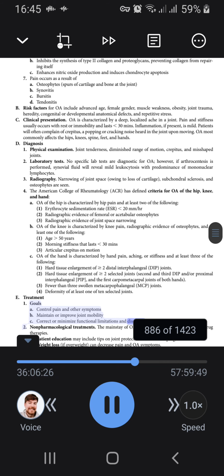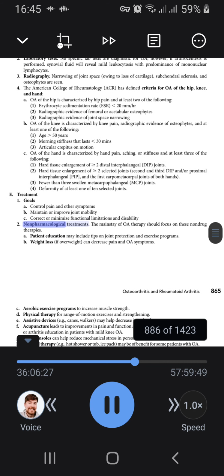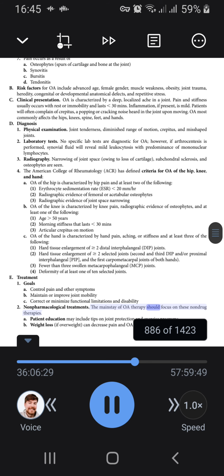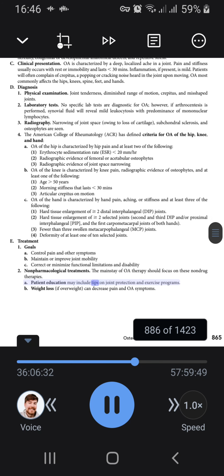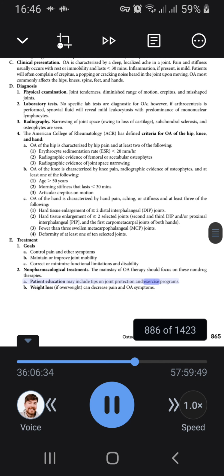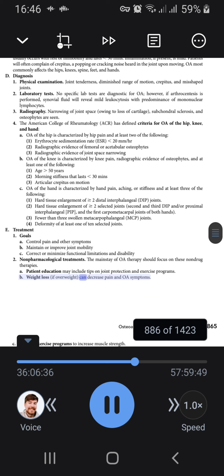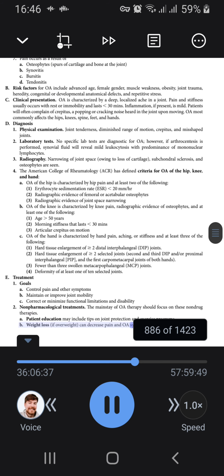2. Non-pharmacological treatments. The mainstay of OA therapy should focus on these non-drug therapies. A. Patient education may include tips on joint protection and exercise programs. B. Weight loss, if overweight, can decrease pain and OA symptoms.